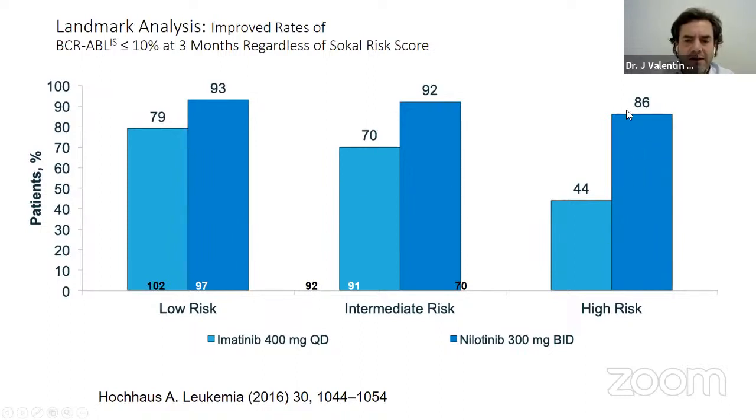And take a look at what happens in those patients considered as high risk. The probability of failing first line imatinib is quite high. More than half of the patients will eventually fail imatinib. And if they are treated with second generation TKIs, this high risk has no impact at all. So these are, for sure, those patients considered as high risk, but probably also the intermediate risk patients are the patients that could benefit from the use of second generation TKIs.